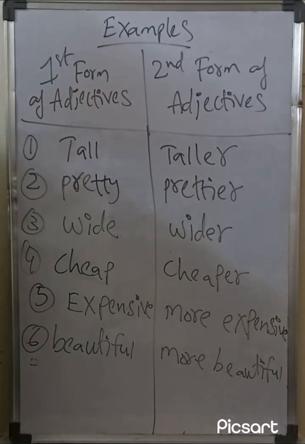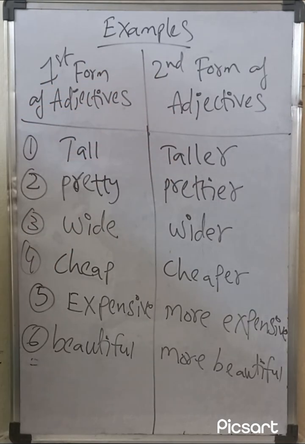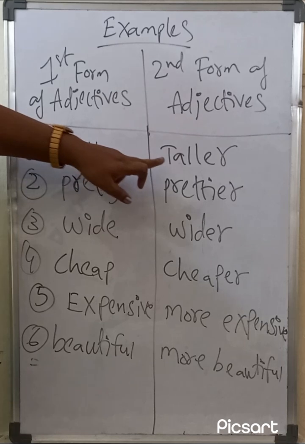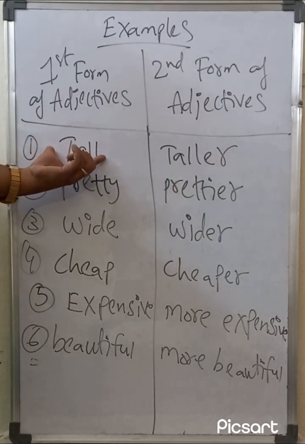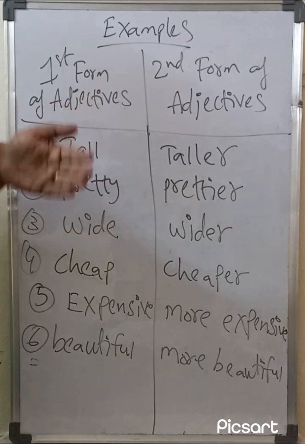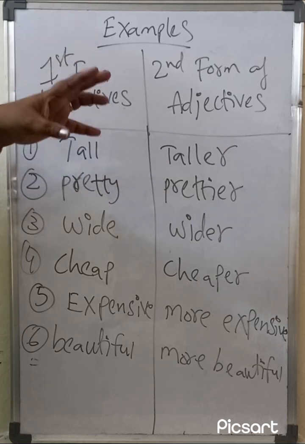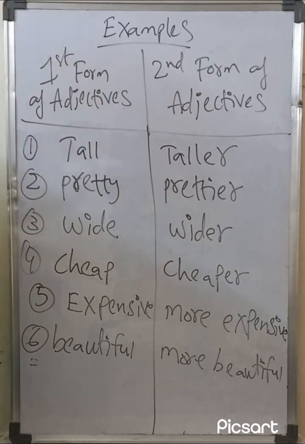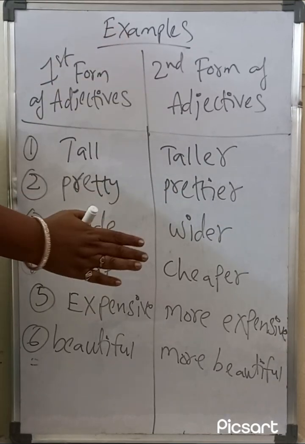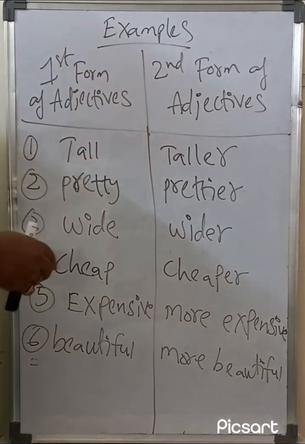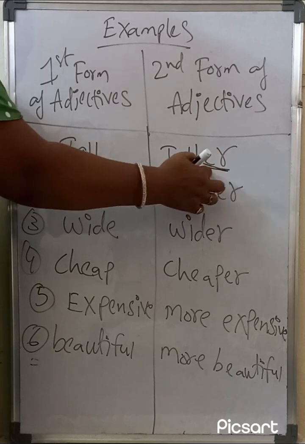So guys, here you could see some examples of first and second form of adjectives. Here you notice the suffixes. If I say the word tall, there is no comparison. I could say my brother is tall. I'm talking about the height of my brother, so I'm describing my brother's height. So tall, there is no comparison. But if I say my brother is taller than my husband, in that case we are using the suffix er.